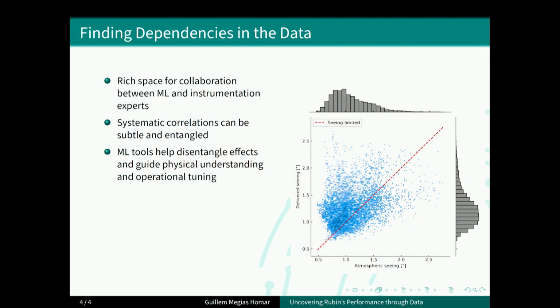can be disentangled. And I think it's actually a great problem for machine learning tools, where I think a lot of collaboration is going to arise. And I actually think that will really make Rubin not just a great survey machine, but also a well understood and optimized one. And that's about it.